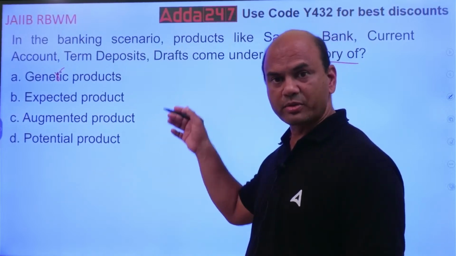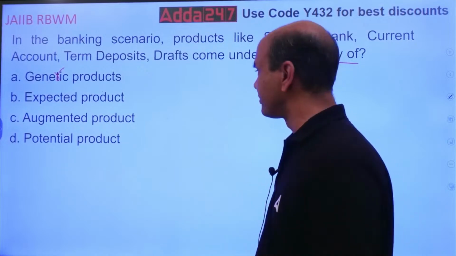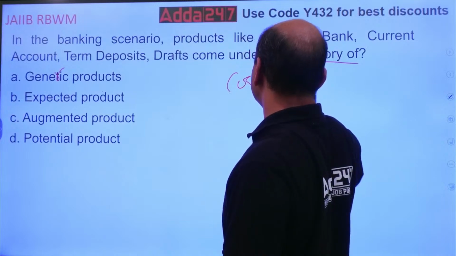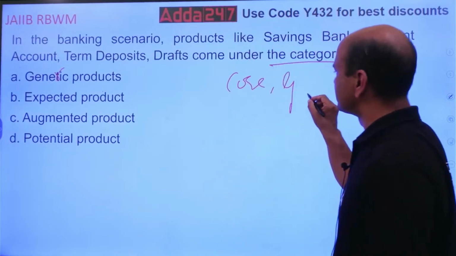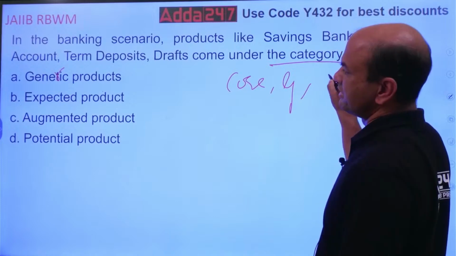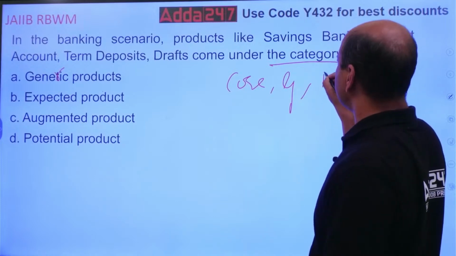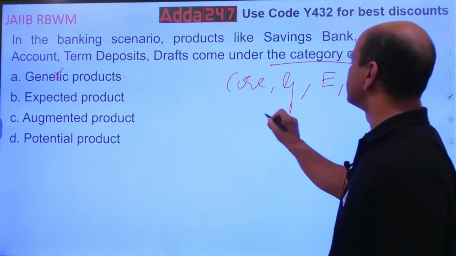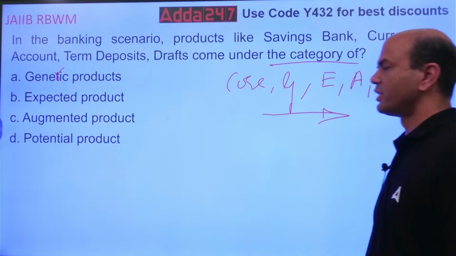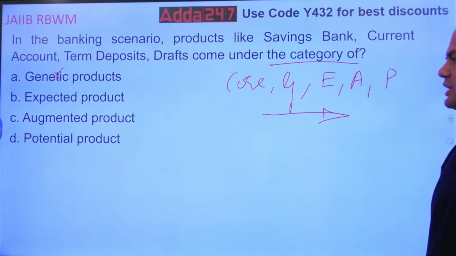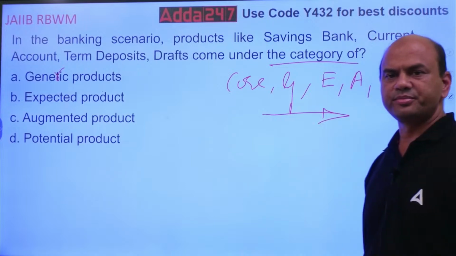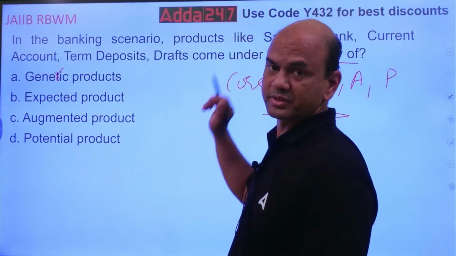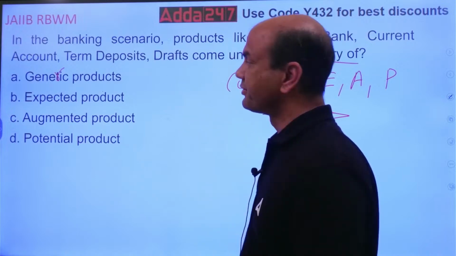Before that, there is one product that's called core product. It's like this: core, then generic, then expected, then augmented, and then potential. This is the sequence. Okay, core, then generic, then expected, then augmented, then potential. Now, let's answer the question first. Then I'll give you the explanation of this.